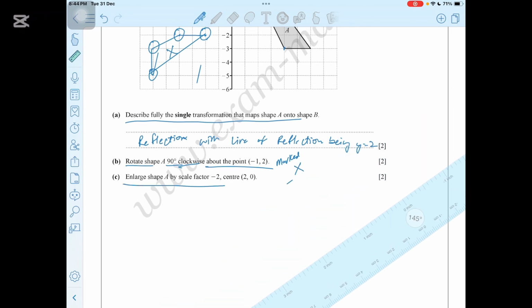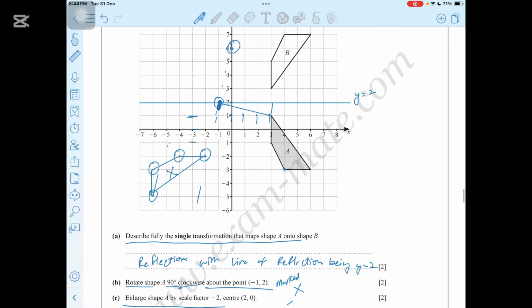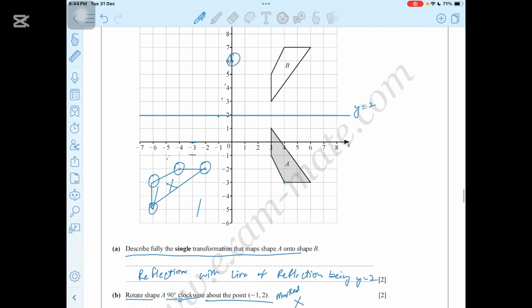Enlarge shape A by scale factor -2 center to 0, right? So we have to enlarge shape A. 0, 2, 2, 0 is our scale, center, right? And it has to be a -2, right? So it will be drawn in the opposite direction, right? So this is 1 on the right and 1 downwards. So this would be 2 upwards and 2 on the right. So this would be here, right? So this would be 0, 2 first. Then this is 1 on the right and 1 on the up. So this would be 2 on the left and 2 on the downward side, right?